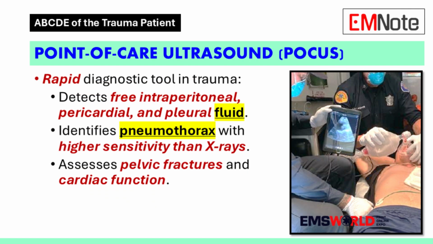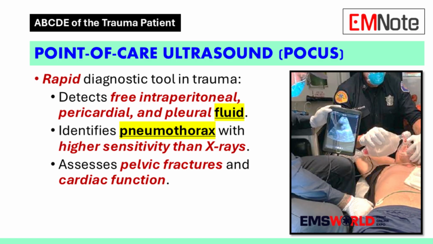Manage hypothermia to prevent coagulopathy and multiple organ dysfunction syndrome. Point-of-care ultrasound. Point-of-care ultrasound provides rapid diagnostic information in trauma. It can identify free intraperitoneal, pericardial, and pleural fluid, indicating potential internal bleeding or organ damage. Ultrasound has increased sensitivity compared to chest radiography for detecting pneumothorax. In blunt abdominal trauma, ultrasound can detect free abdominal fluid and solid organ injuries.